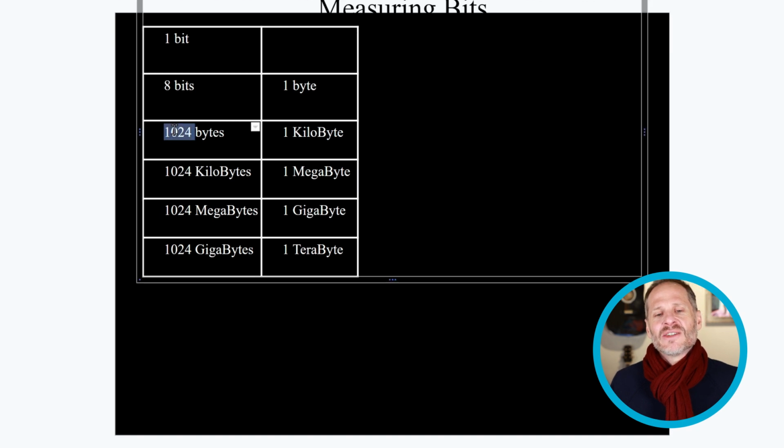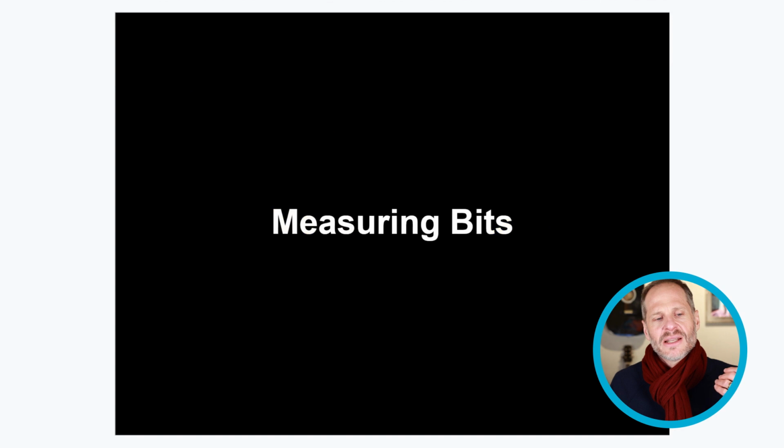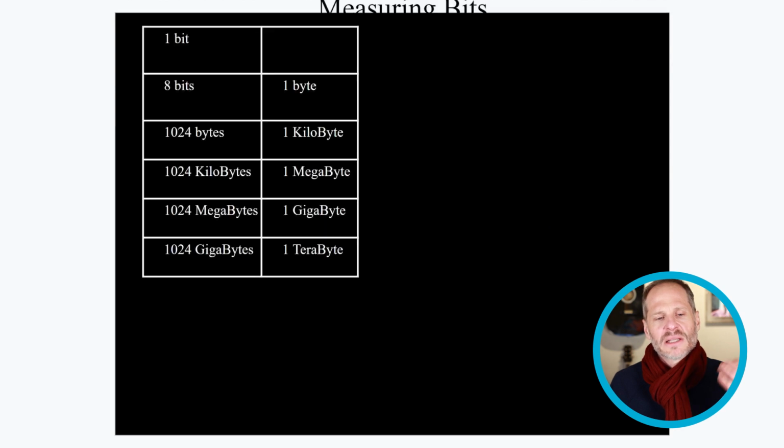And then we could have 1,024 bytes, and that's called a kilobyte, because a kilo is like 1,000. And then 1,024 kilobytes is a megabyte. And 1,024 megabytes is a gigabyte. And 1,024 gigabytes is a terabyte. And so computers are working with these binary digits or bits, and we can measure the bits like that.